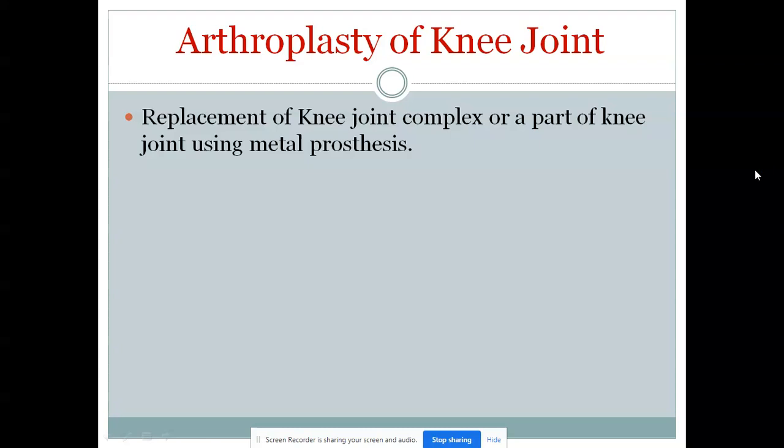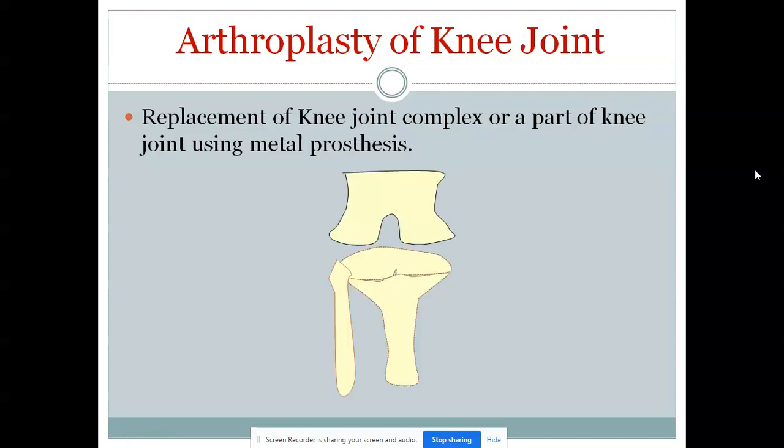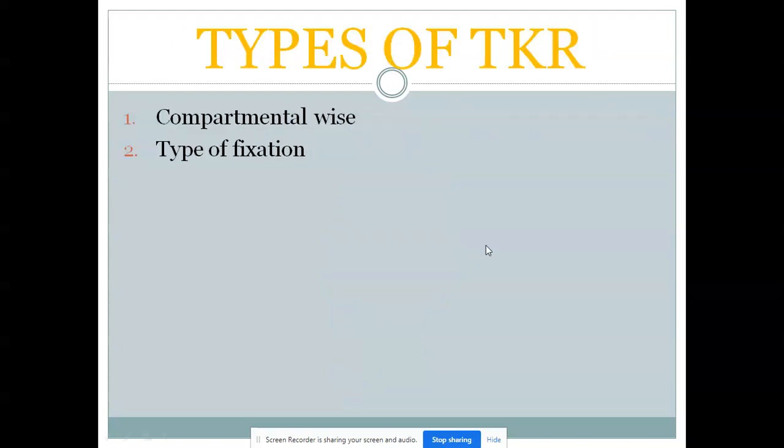Coming to arthroplasty of the knee joint. It is nothing but replacement of the knee joint complex or a part of the knee joint using metal prosthesis. This is nothing but your femur, tibia and fibula. This is also known as the tibial plateau. This is the prosthesis, that is two compartments. This is the femoral prosthesis. This is the tibial prosthesis, and this is a plastic spacer.